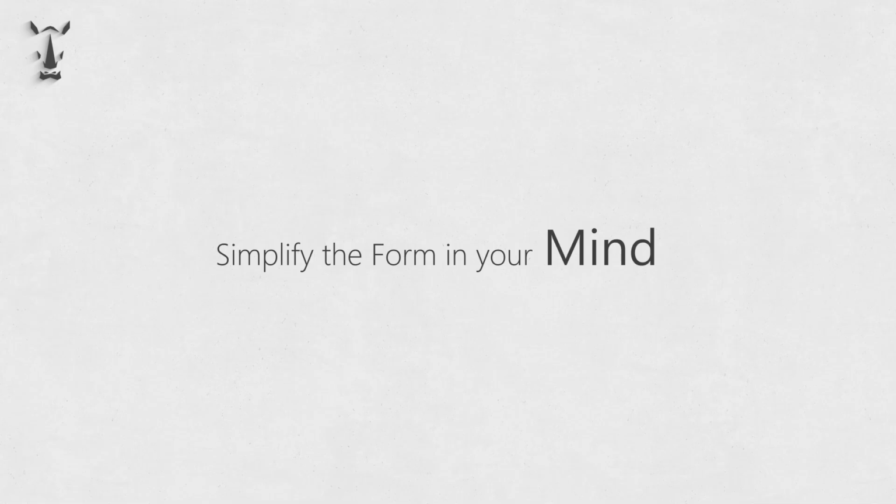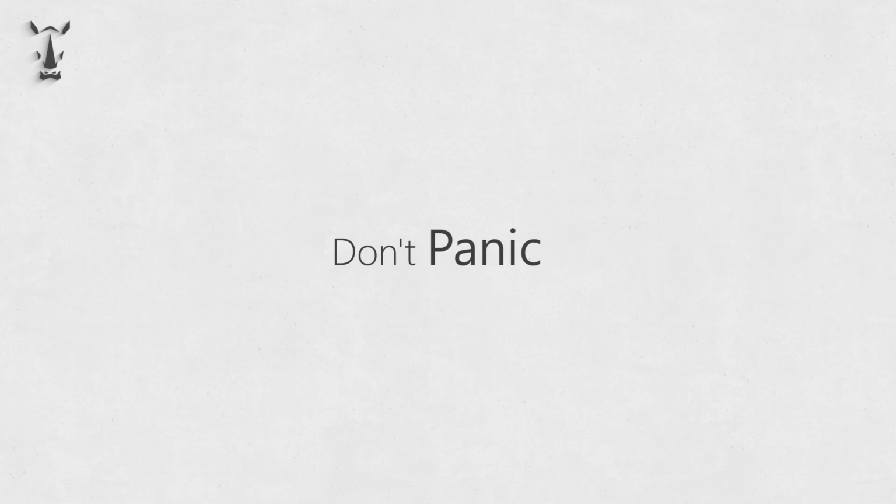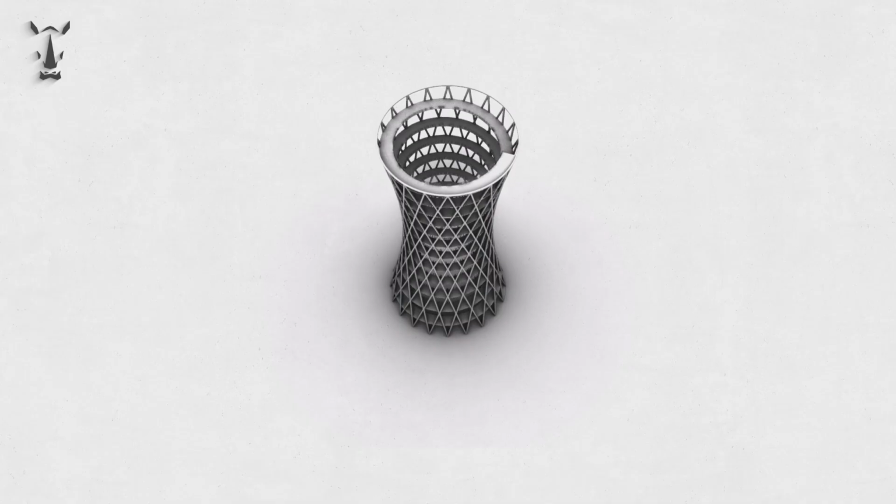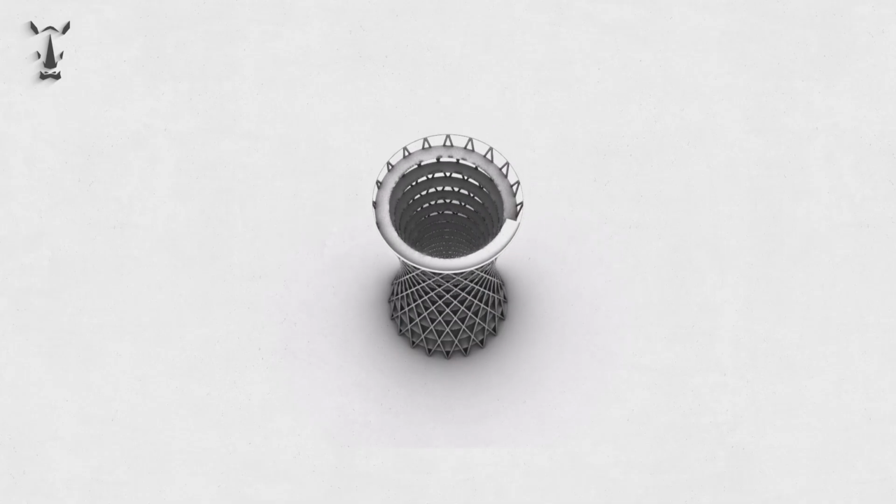All right, let's get started. Simplify the form in your mind. Let's go back to the rule we set in the Rhino for Absolute Beginners course. When you face a new model, don't panic. Often forms look complicated at first glance, but if you just take a few seconds to observe and analyze them, you'll realize they're much simpler than they seem. So the first step in modeling is to simplify the form in your mind. Look at what components make it up, what elements it has, and how everything connects.